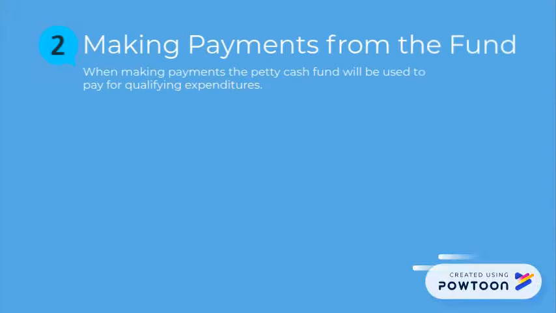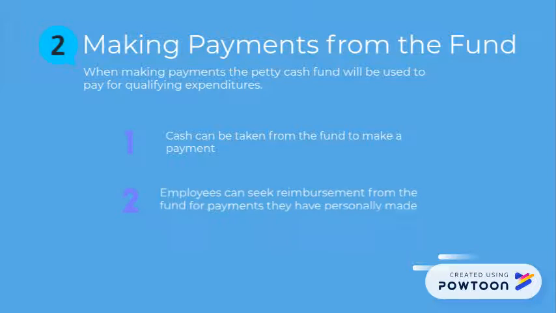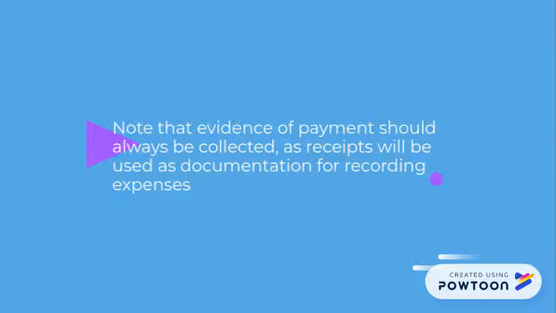When making payments, the petty cash fund will be used to pay for qualifying expenditures. This can occur in two ways. Cash can be taken from the fund to make a payment, and employees can seek reimbursement from the fund for payments they have personally made. Note that evidence of payment should always be collected, as receipts will be used as documentation for recording expenses.